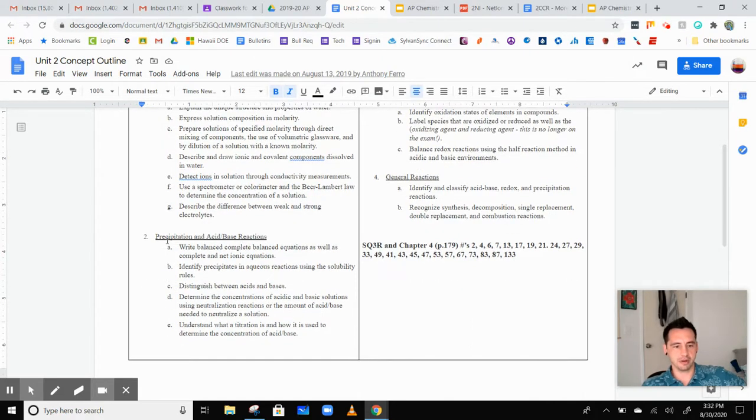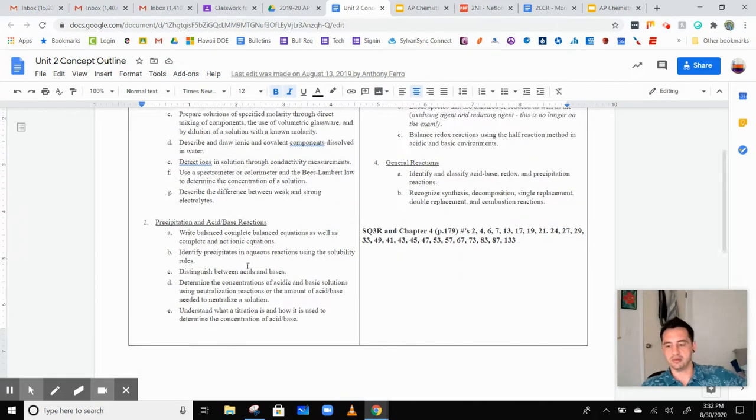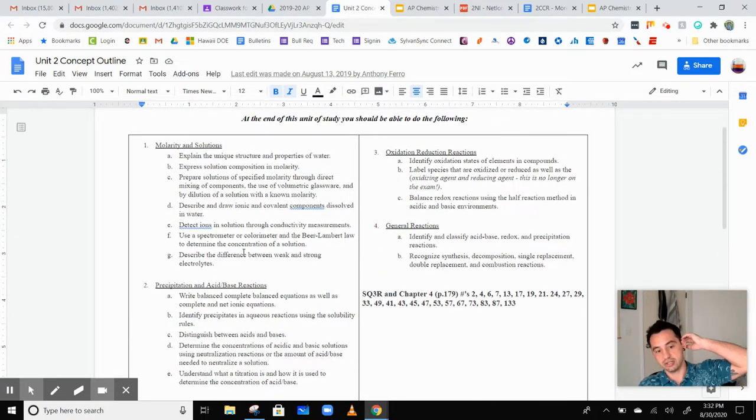And then we're also going to be talking about all the different types of reactions. So the reaction types, writing and balancing complete equations. We're also going to be doing complete and then ionic equations. We're also going to be doing oxidation reduction, and just looking at different types of reactions. So today we're even going to talk about recognizing synthesis, decomposition, single replacement, all that good stuff, reactions.